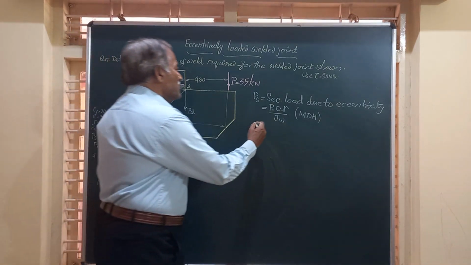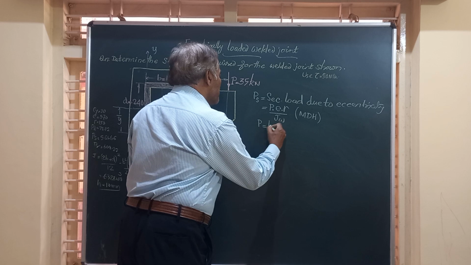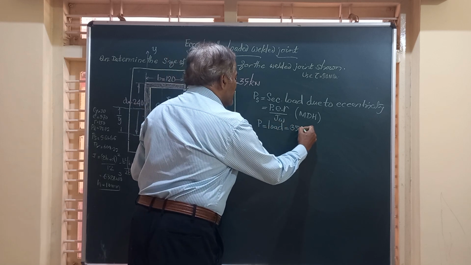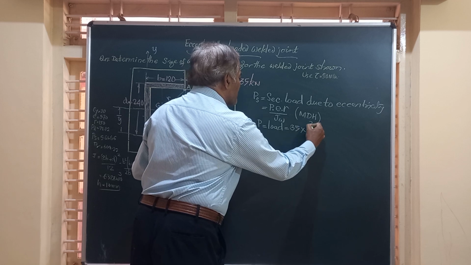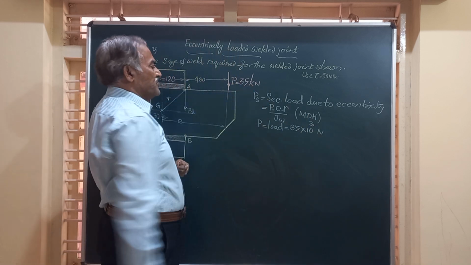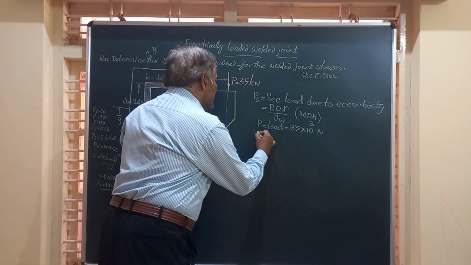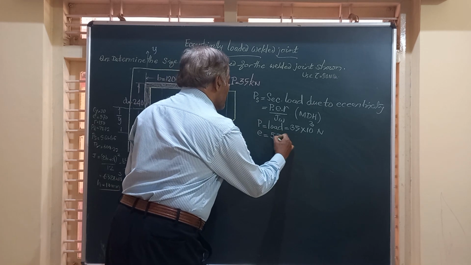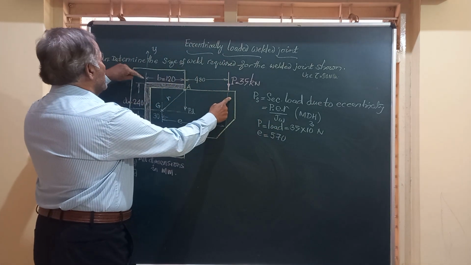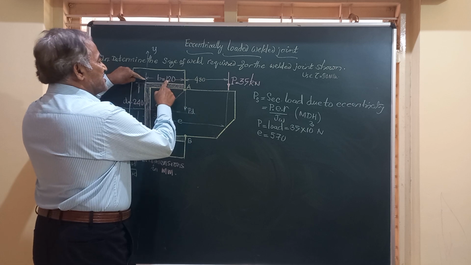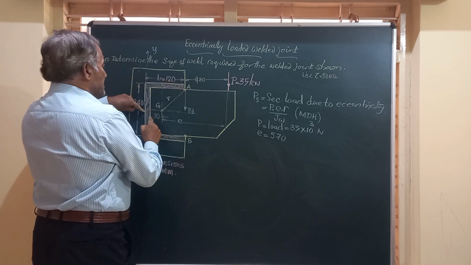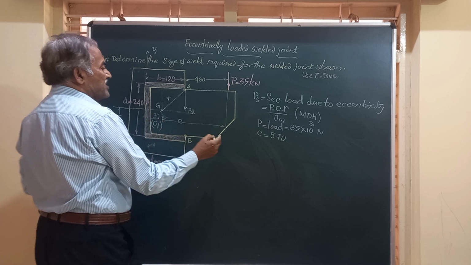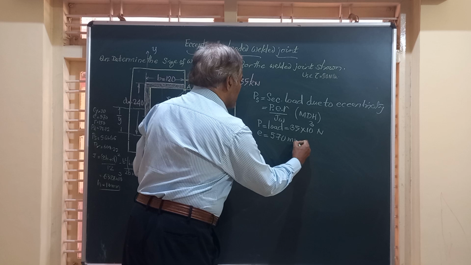Friends, here we know the value of P. P is the load specified in the problem, and it is 35 into 10 to the power of 3 Newton, that is 35 kilonewton. E is the eccentricity we have calculated as 570. That is the total distance from P to here. 480 plus 120 is 600, minus 30 is the value of Cy, and this is how we get the value 570 millimeter.